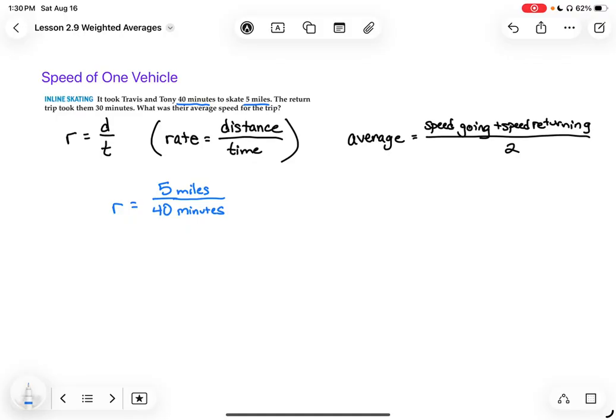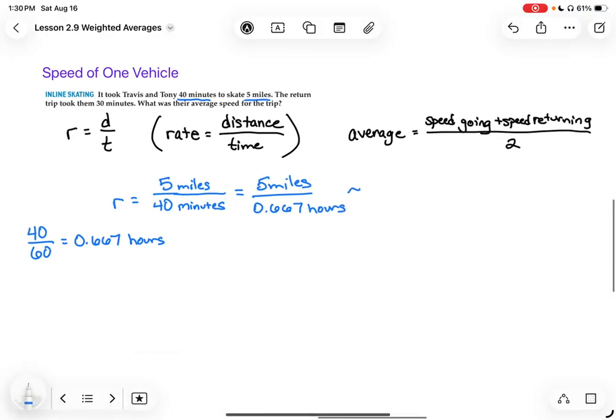Well, converting minutes to hours is really easy. You just divide by 60. This is going to give us a 0.666 repeating. Let's just call it 0.667 hours. So let's try this. Let's do 5 miles divided by 0.667 hours. This will give us miles per hour. And if we do 5 divided by 0.667, we get about 7.5 miles per hour.